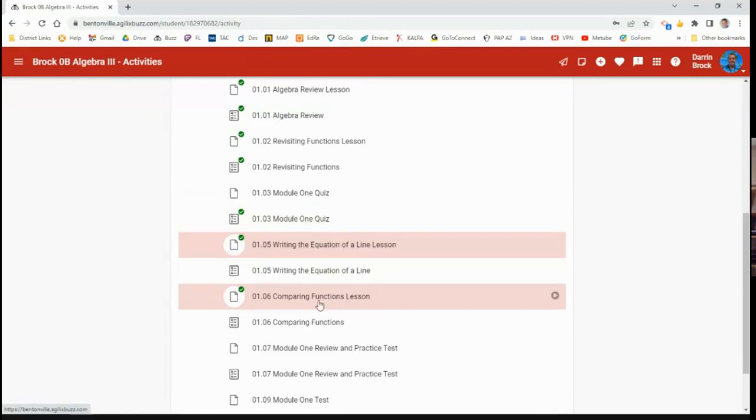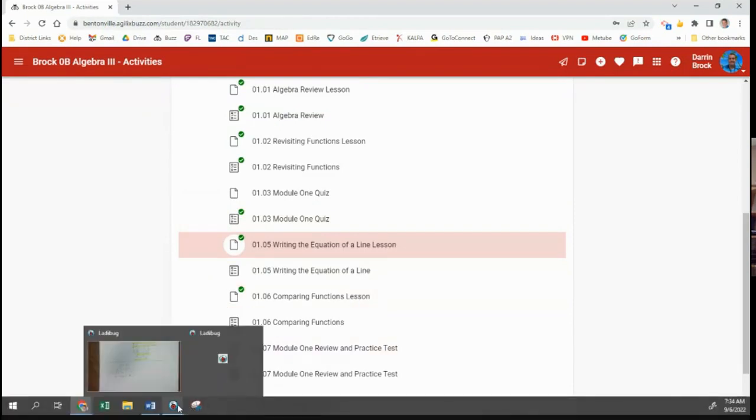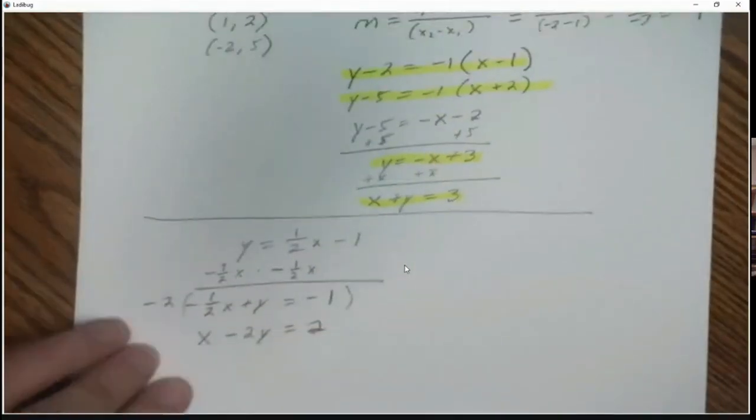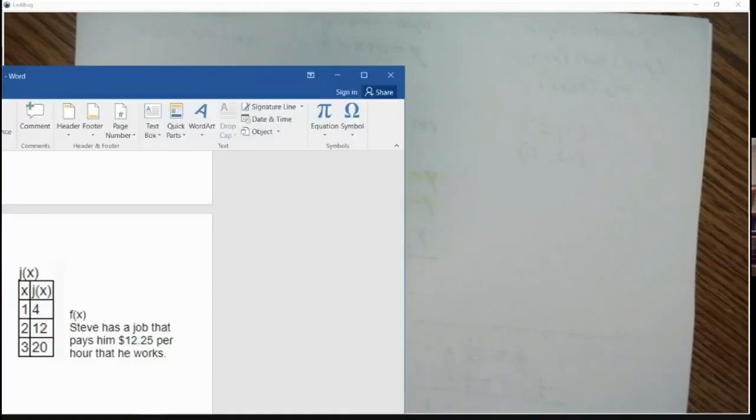1.06, comparing functions. So I'm going to put my paper back up here. Turn this over. Let's look at the other side. Comparing functions. That's an important quality that we need to be able to do. We need to be able to look at functions and tell the difference between them. So to do that, here, I'm going to put some functions up on the screen.